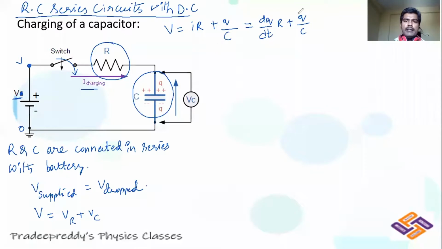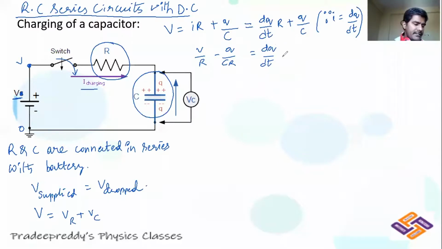Okay, and what is this dq by dt? Since we know that current flow I is equal to dq divided by dt, the time rate of change of charge is called current. So therefore I is replaced with dq by dt in this equation. So finally you can write this equation as V divided by R minus Q divided by CR is equal to dq divided by dt. I am just shuffling this, making dq by dt the subject.